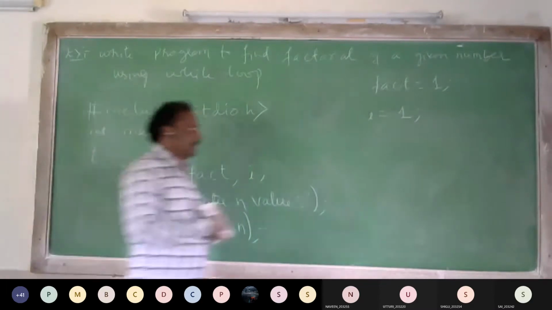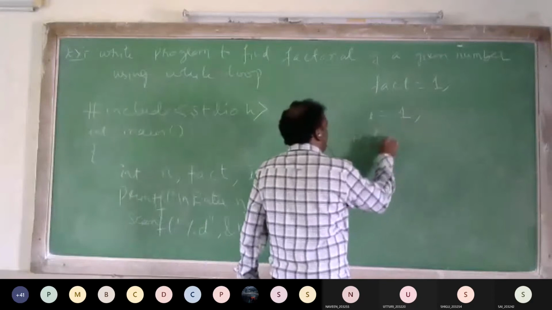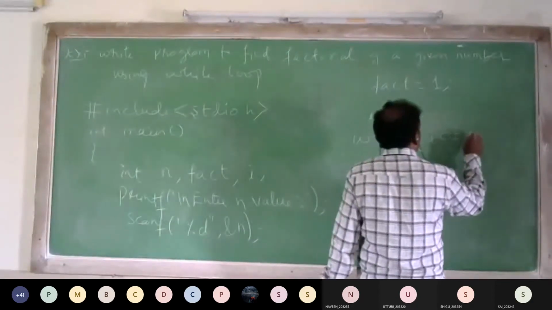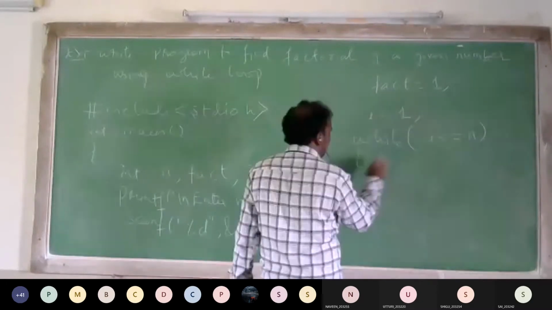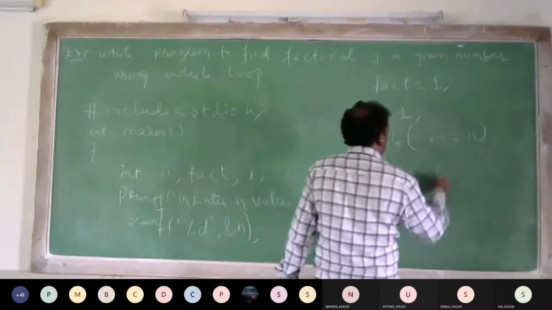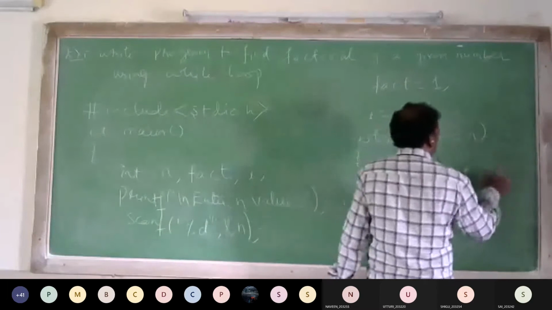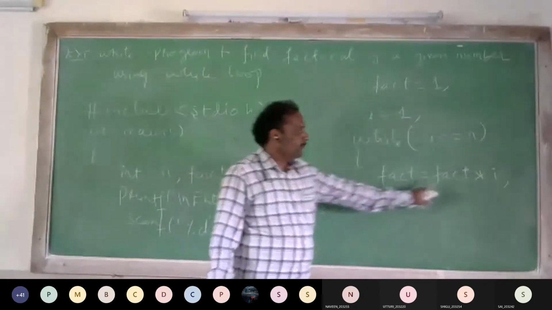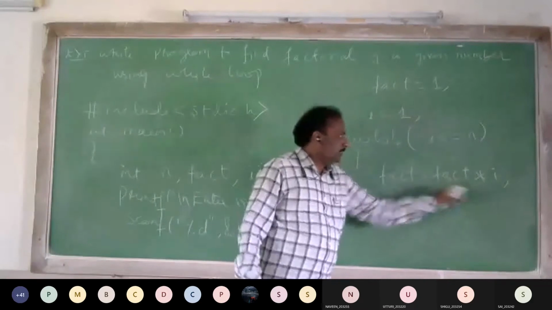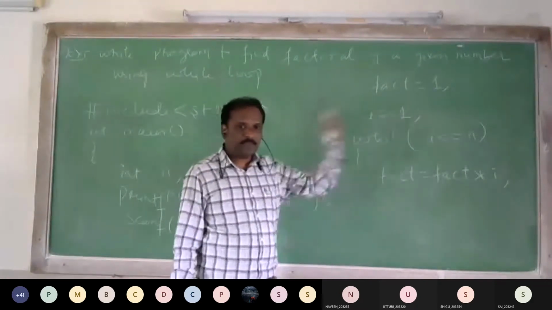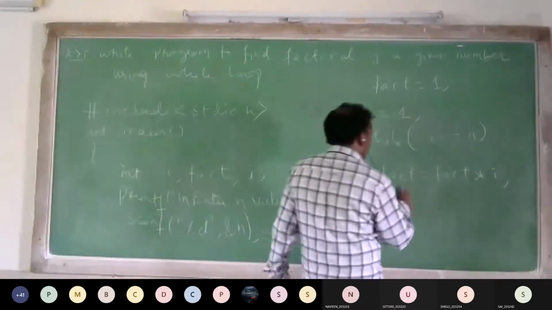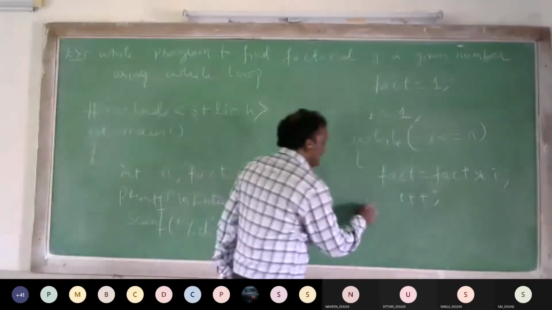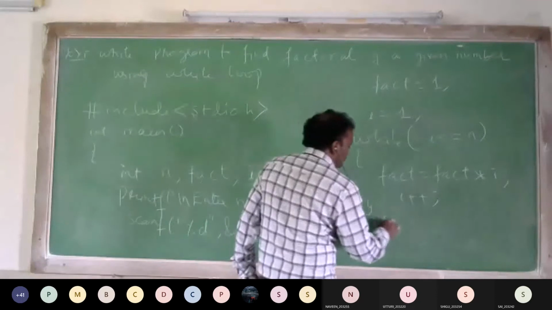Initial value 1. Now while i less than or equal to n, fact is equal to fact into i. So now fact is 1, i is 1. 1 into 1 is stored as 1. Now we have to get the next value. What is the next value? i plus plus. Close the while loop.